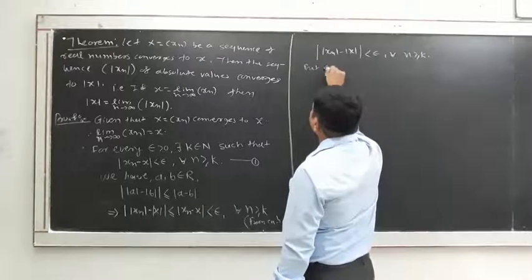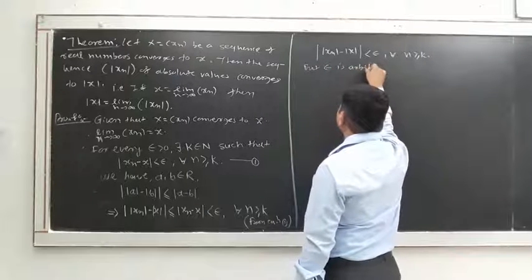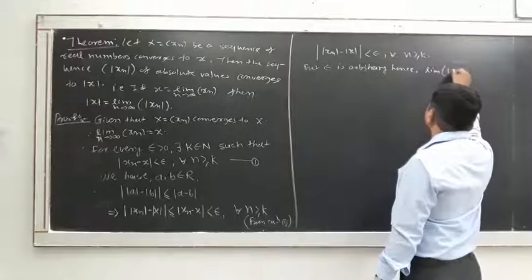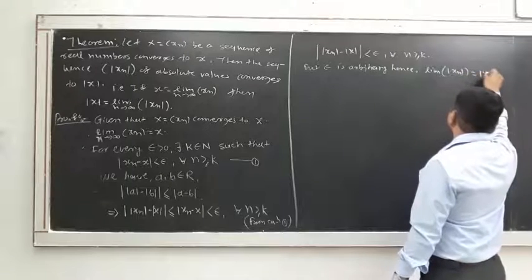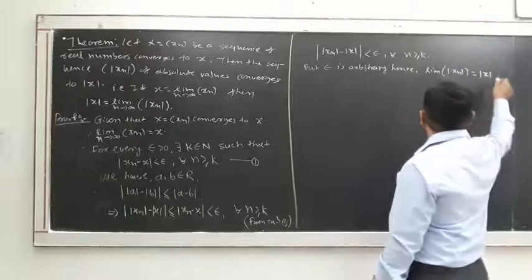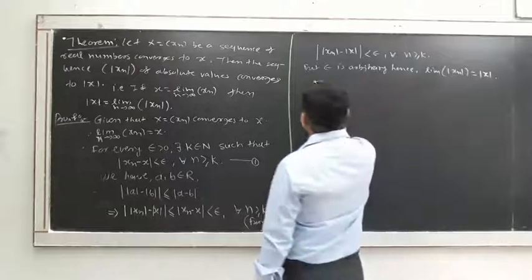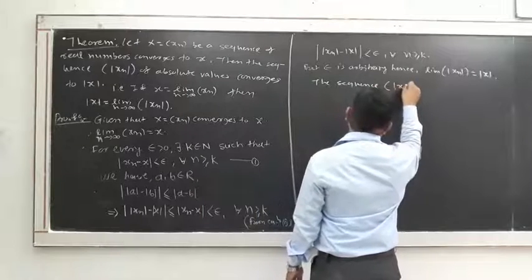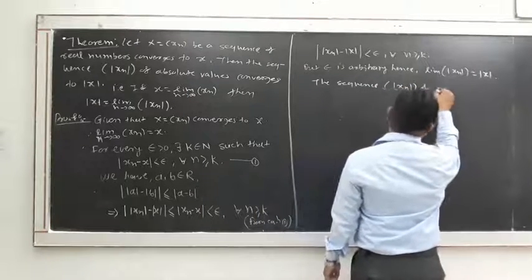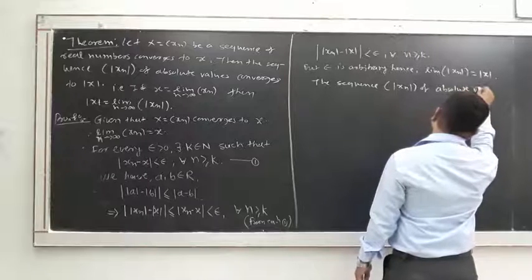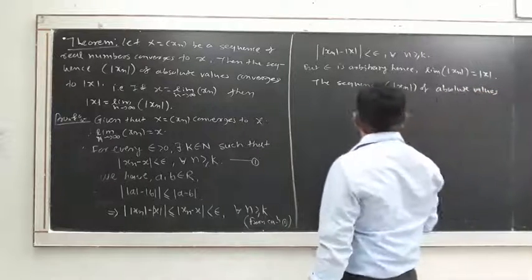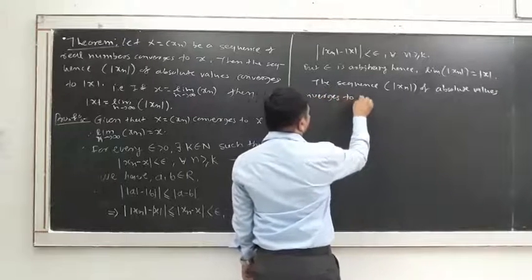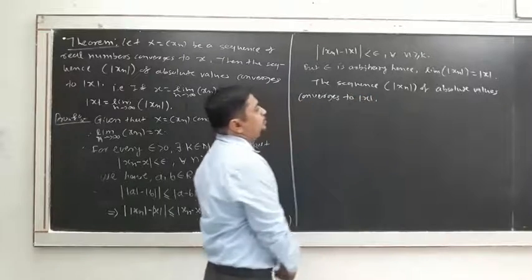But epsilon is arbitrary. Hence the limit of the sequence |xn| is equal to |x|. And therefore we can say that the sequence |xn| of absolute values converges to |x|. So it is a very simple proof.